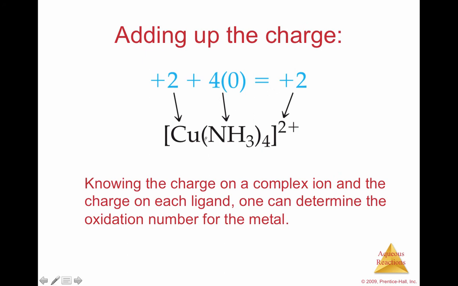To know the charge of a complex ion, all you have to do is know the charge of the copper, which is +2, and the charge of the ligand, which is 0. +2 plus 0 is equal to +2. This is the charge of the complex ion.